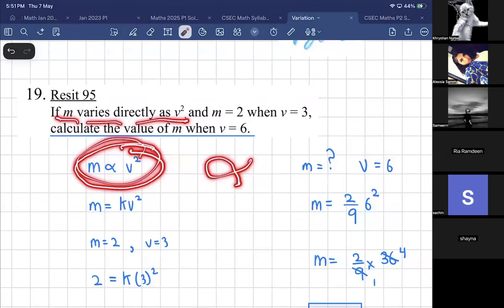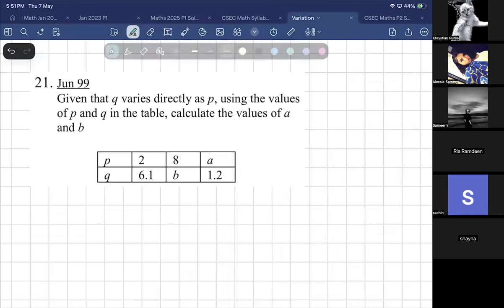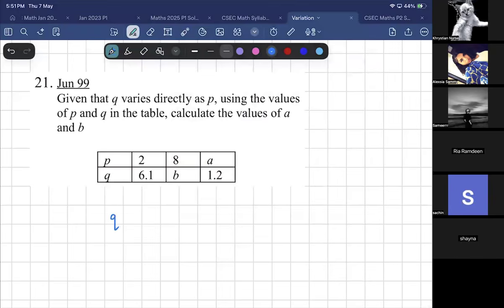Seeing that? So M varies directly as V squared, so I put M directly V squared. So over here, Alexia, what two things are varying directly to each other? Q varies directly as P. So how am I going to write that line? Was that hard? No. Alright, what's the next line going to look like? Q is equal to what? P.